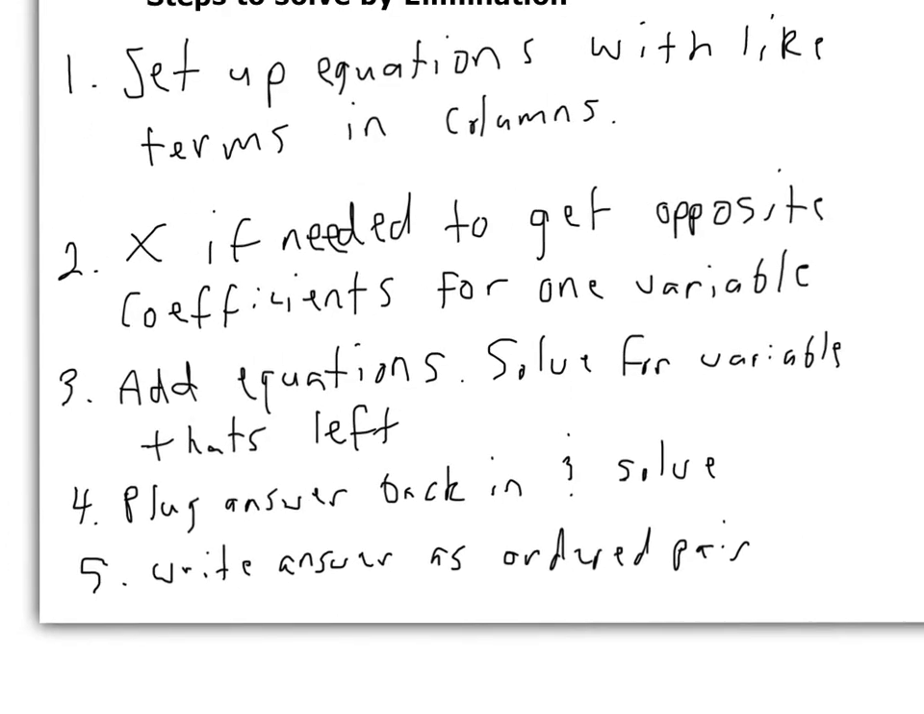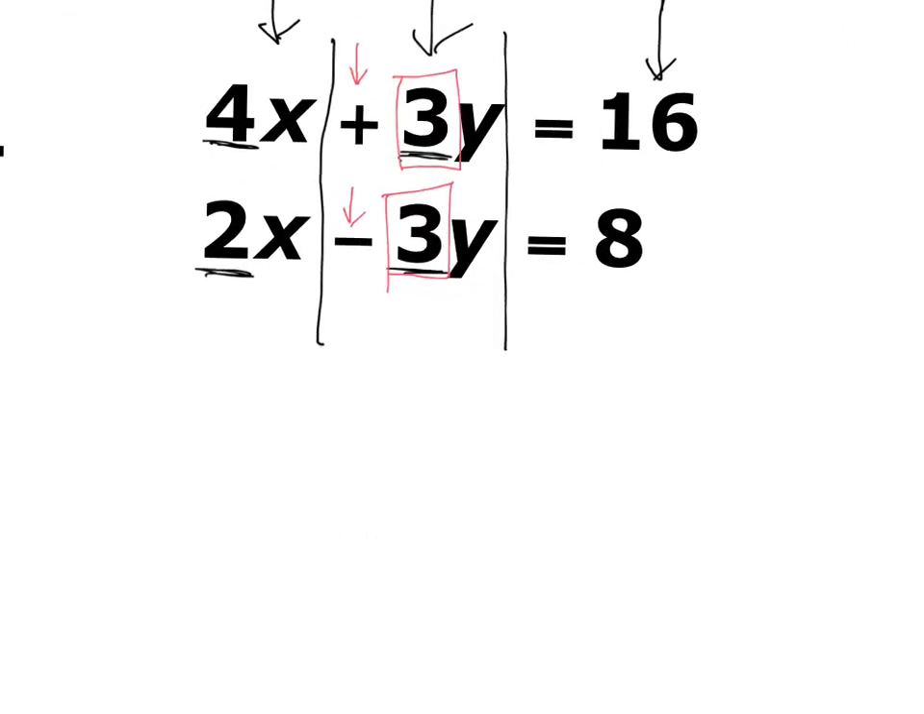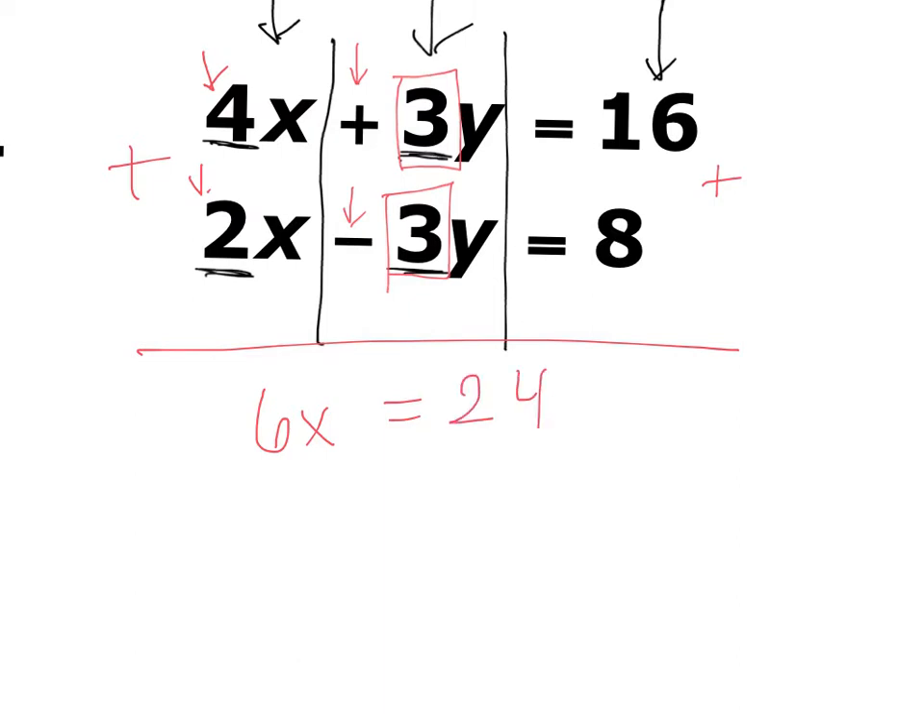You're going to add the equations and solve for the variable that's left. So let's add our columns. What is 4x plus 2x? That's 6x. Then if you add 3y and negative 3y, those cancel out or eliminate, and they go away. And 16 plus 8 is 24.